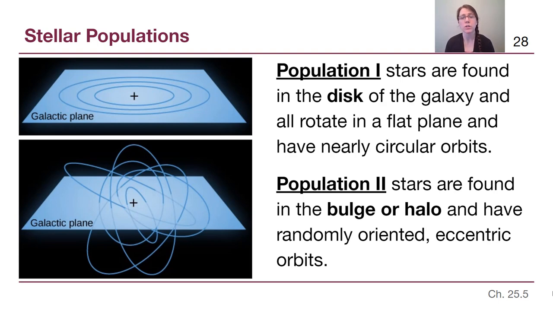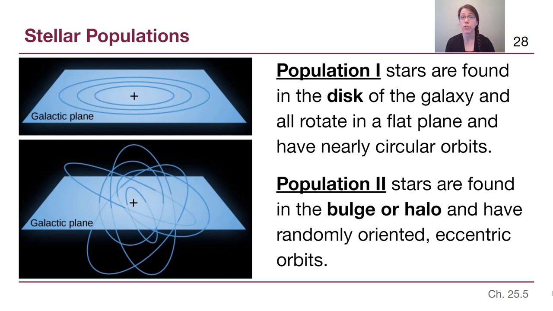So population 1 stars are stars that are found in the disk of the galaxy. They have formed in the last few billion years. They all have nice flat plane orbits, nearly circular orbits, and it shows us what the galaxy itself was structured like when they formed. Population 2 stars, on the other hand, are found in the bulge or the halo, and they have randomly oriented eccentric orbits, like is shown in the second picture here, the bottom part of the slide.